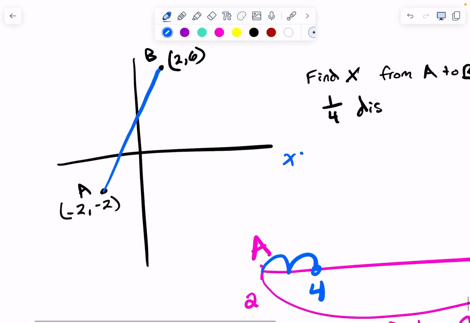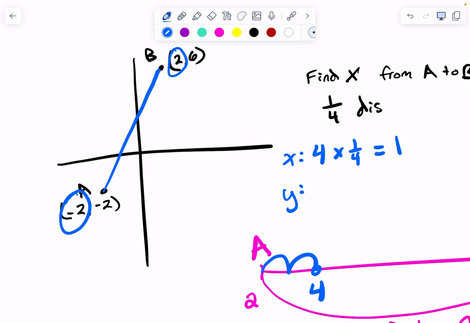Now here, when you're dealing with a slanted line, it is the exact same thing, except you're doing an X and you're doing a Y. So going from -2 to 2, how far is that? 4 units. What's a fourth of 4? Is 1, right? Now, -2 to 6 is how many units? 8 units. What's a fourth of that? Is 2. You're doing the same thing, but you're doing it twice, one with the X coordinates, one with the Y coordinates.